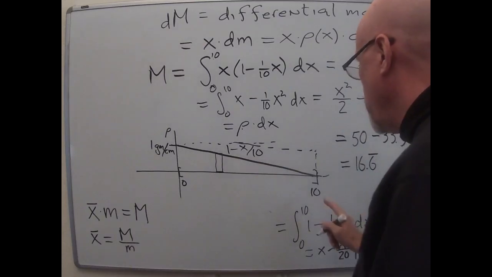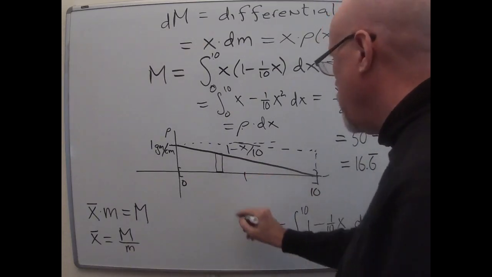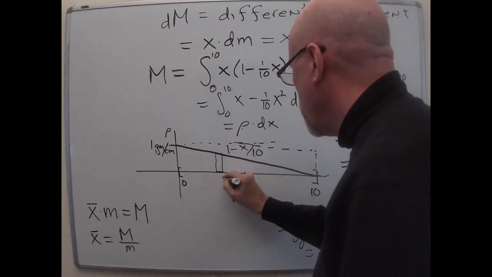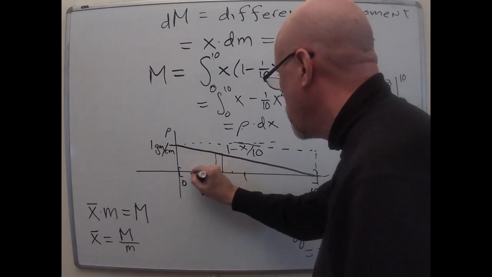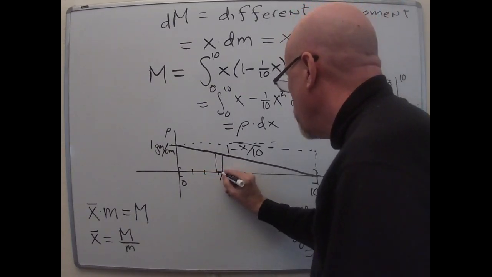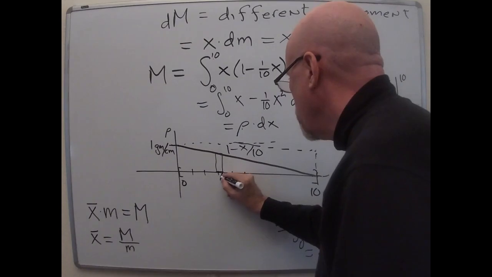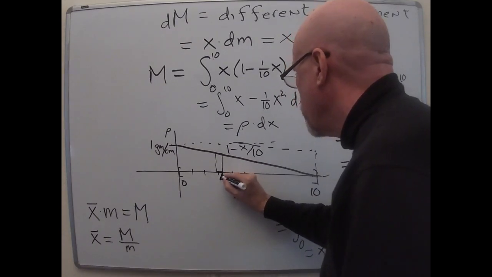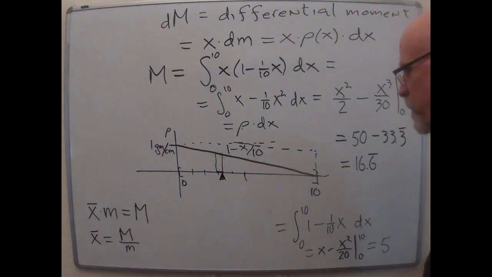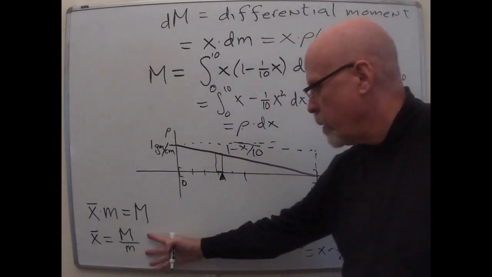So where does this thing balance? There's 5. I just want to try to, yeah. It balances just a little bit to the left of the representative rectangle I drew in there. That's the balancing point, at the ratio of 16.6 divided by 5. Am I right?